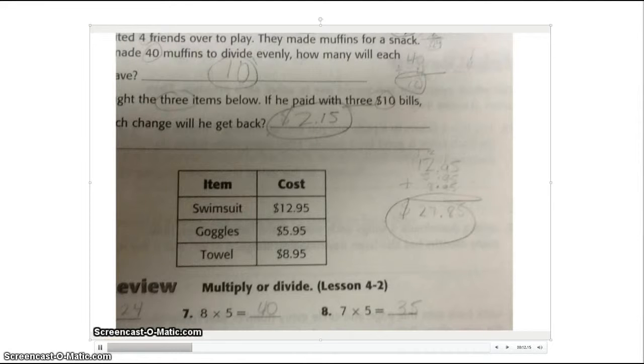$12.95 plus $5.95 plus $8.95, and then I got $27.85. And then $3 minus $27.85. Alright, is that a drawback? $2. I'm hearing yeses and noes.